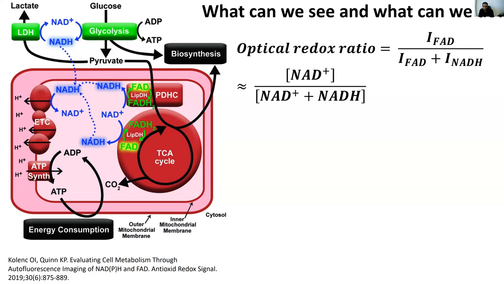Different people define it differently. Some people define it as FAD by NADH only, and some as NADH by FAD. So you have to look carefully if you are comparing paper to paper. But the idea was, if we can do this, can we actually correlate it with the actual concentration of NAD plus by NADH, which is known to be a metabolic index?